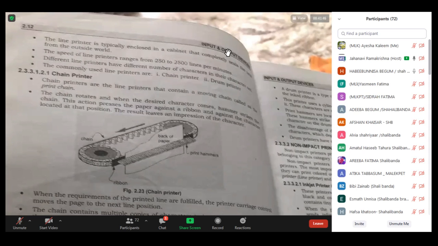Yes, you could see something about the speed of line printers, which ranges from a minimum of 250 to 2500 lines per minute. And yes, different printers have different numbers of characters in the character set. And it is the chain printer and drum printer which are again in the category of line printers.